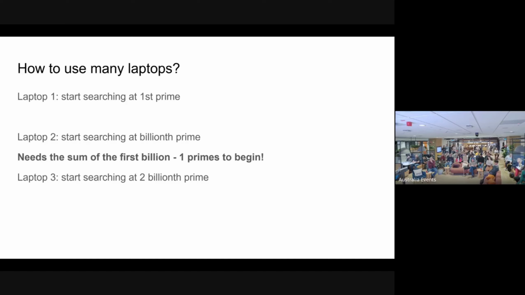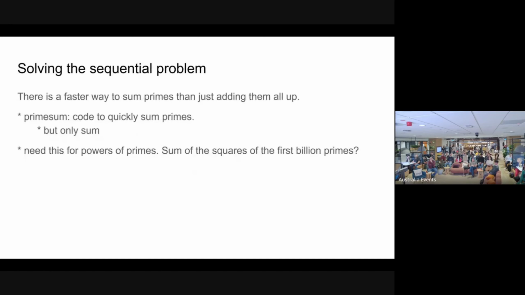So the problem is this is like a sequential problem. You can't get a second laptop going really until you get the answer from the first laptop at the very end. But fortunately, there is a faster way to sum the primes than just adding all of them up. There was code already existing on the internet called prime sum, which will quickly give you the sum of a certain number of primes. So if you wanted to start at the 1,000,000,000th prime, you can run this thing and it'll quickly say, here's the sum of the first 1,000,000,000 primes, start your code there and start running.